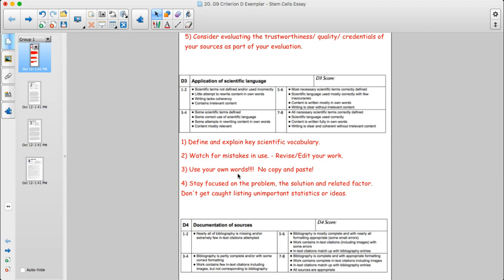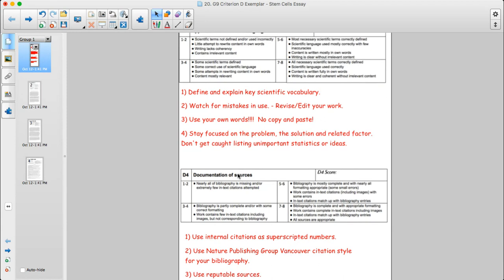And stay focused on the problem and the solution and the related factor that you've chosen. Try not to get caught up listing unimportant statistics or ideas that aren't really key for the point you're trying to make. And then finally, you'll get graded based on the proper use of internal citations and the use of the Nature Publishing Group Vancouver citation style in your bibliography.